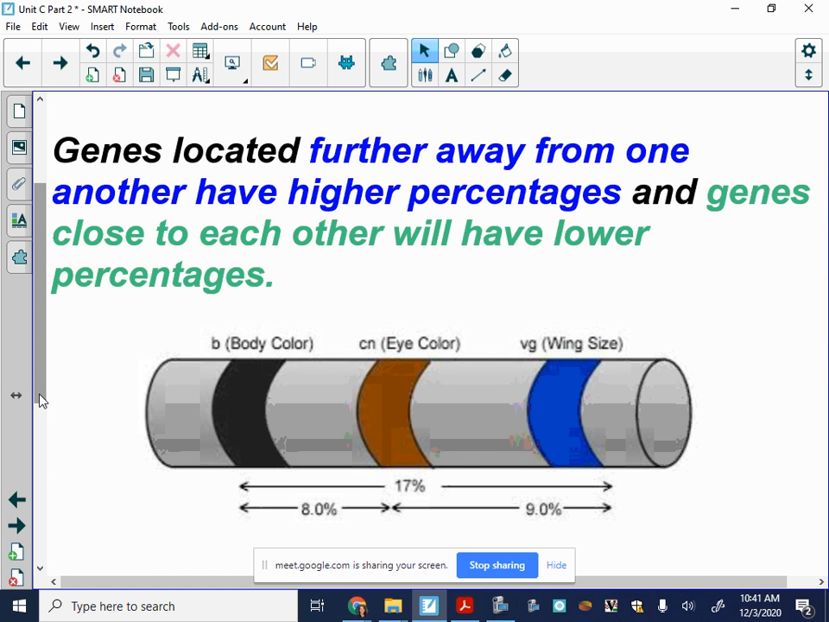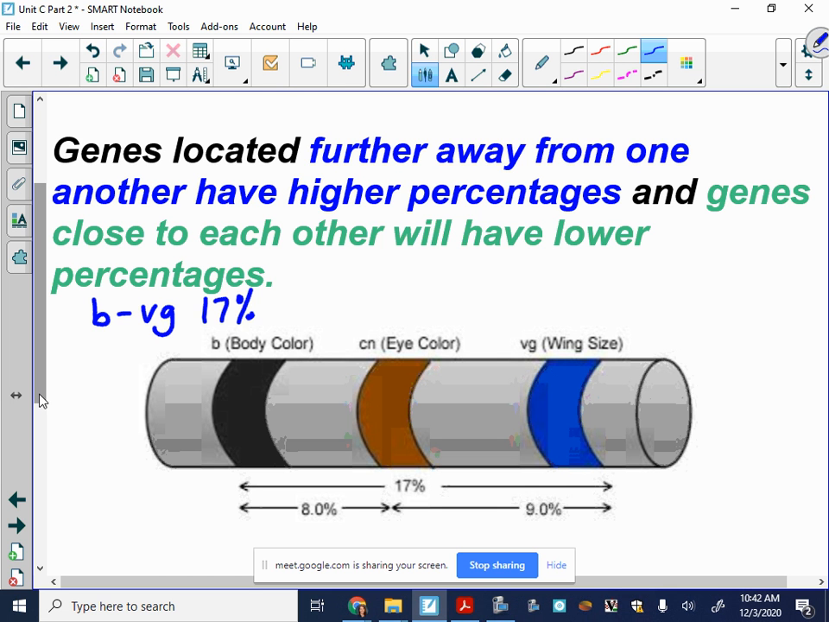Okay, so the crossover frequencies between gene B and VG, they have a crossover frequency of 17%. Between B and CN has a crossover frequency of 8%. And between CN and VG has a crossover frequency of 9%.